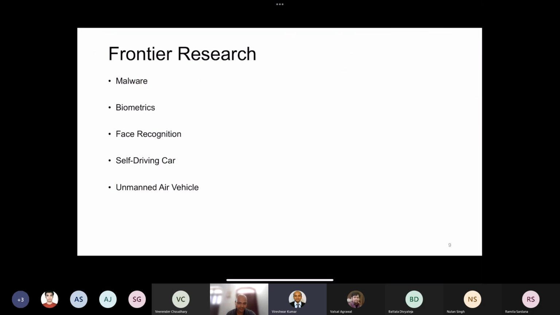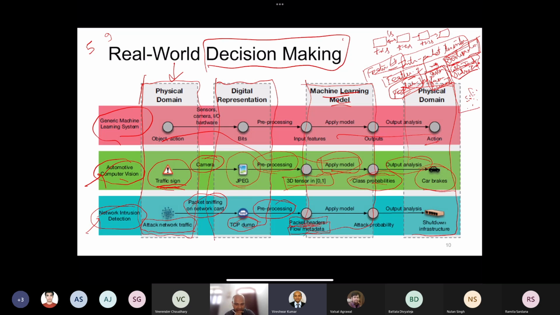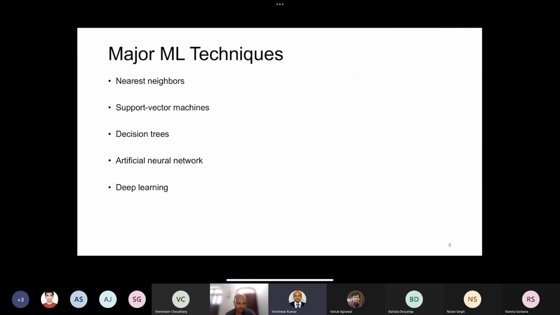Okay, so any quick question about this, how these machine learning models play an important role in a variety of scenarios? Okay. Okay, so let me just put out some names of these machine learning algorithms.